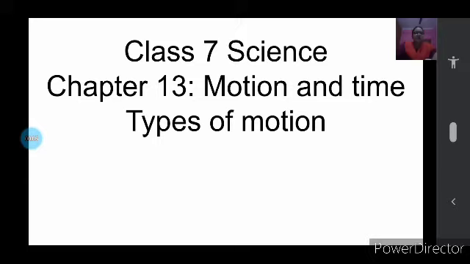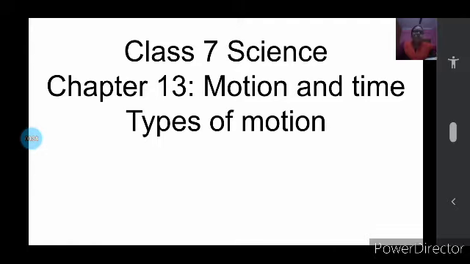Today's class will move on to the next chapter, that is chapter 13, motion and time. Already you have learned about this topic in your previous class also. By now you all have some idea about the term motion and also about the different types of motion. So let us recollect first what we have learned in our previous classes, and we will move on to learn the new concepts about motion and also about time, children.